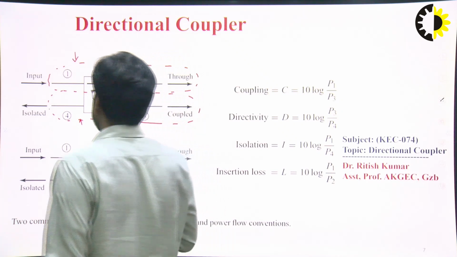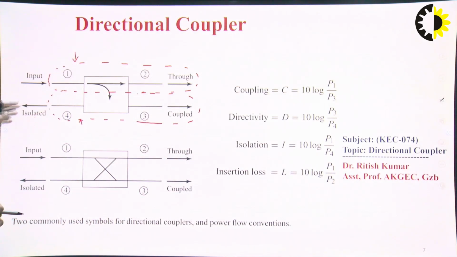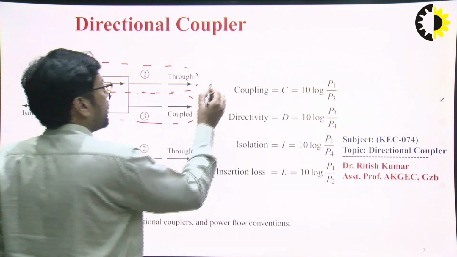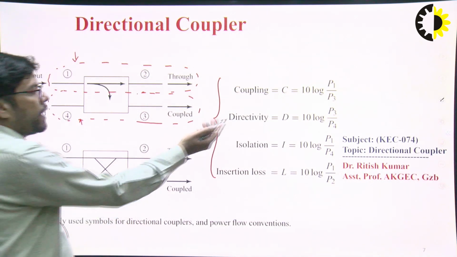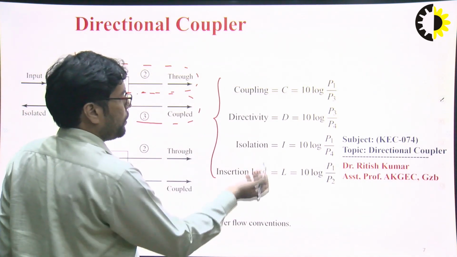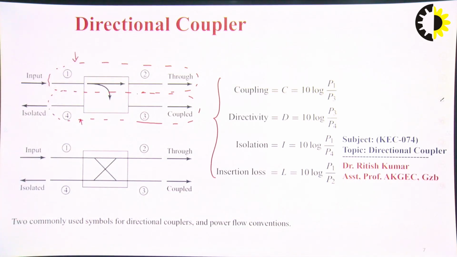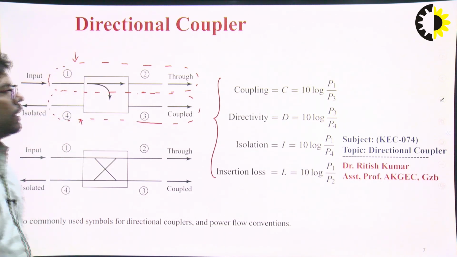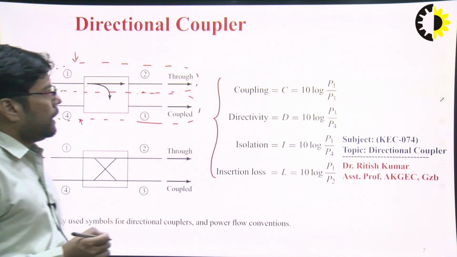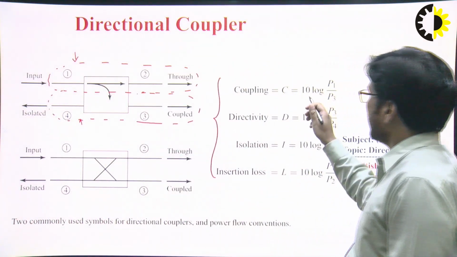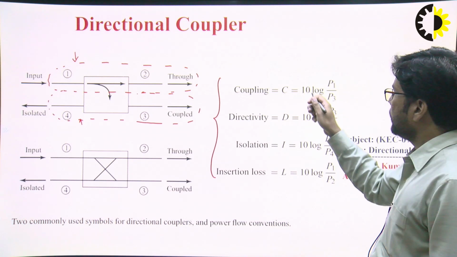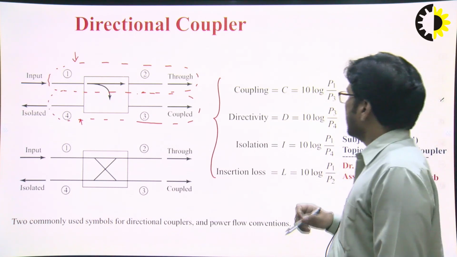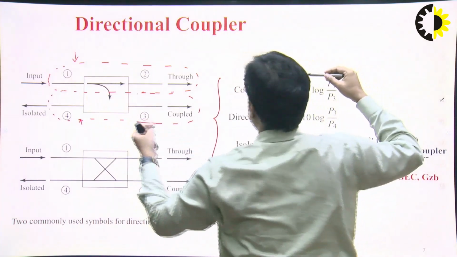Related to this directional coupler, we have some coefficients and factors mentioned here: the coupling factor, the directivity factor, isolation factor, isolation loss, and the insertion loss as well. Coupling always happens between port number 1 and port number 3. Here you need to remember, we are talking in terms of power, that's why we take 10 log, multiplication with 10, of the ratio between port number 1 and port number 3.